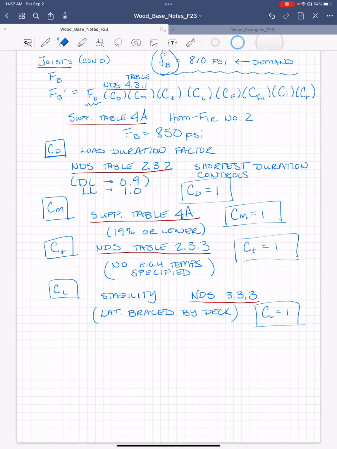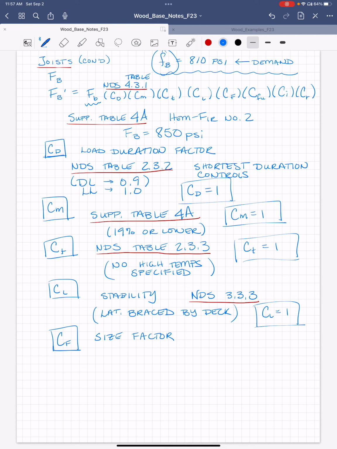Okay, now where are we? We've got C sub F is next. C sub F is a size factor. I just realized I didn't rotate my screen this time. Hopefully this still is reasonable for you to read. We'll find out.